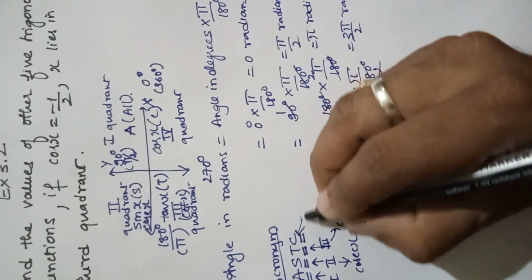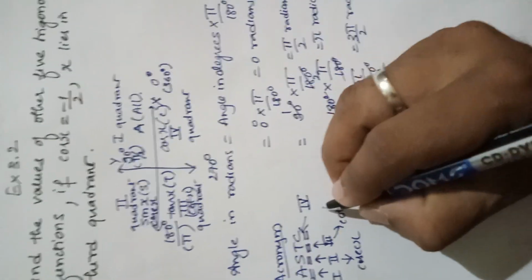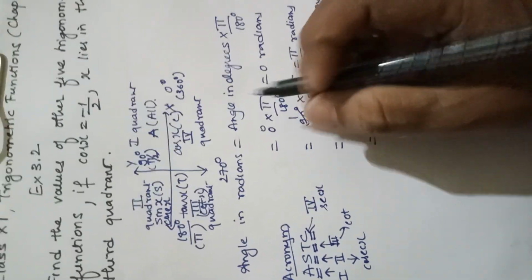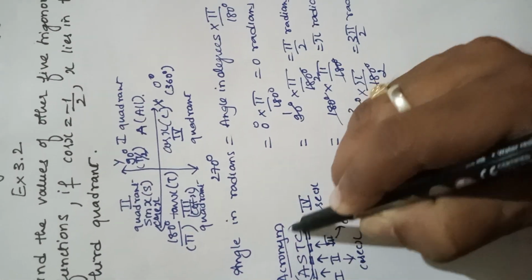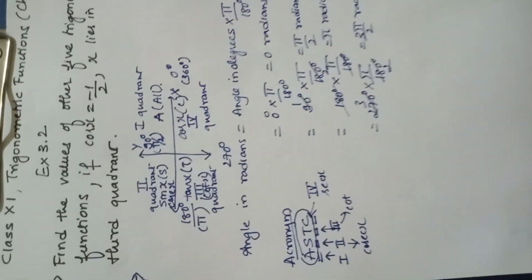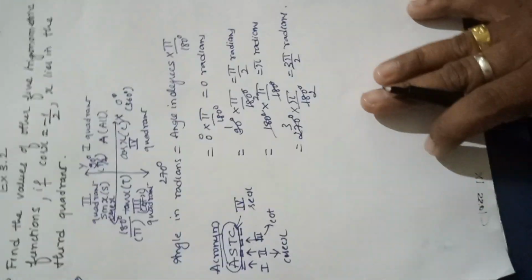C for cos. So in the fourth quadrant, cos will be positive and its reciprocal, that is secant x, also will be positive. In this way, using this acronym ASTC, we can determine the trigonometric ratios which are positive in the given quadrant.